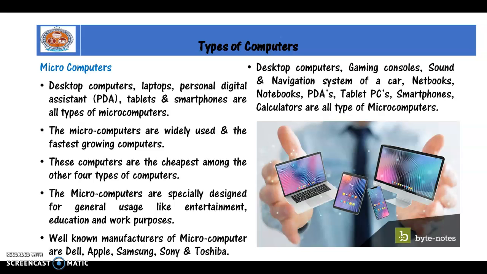Coming to the microcomputers, this is the cheapest among the 4 types of computers available, and it is very handy. Examples are desktop computers, laptops, tablets, and smartphones. These are all microcomputers. Their use has been growing faster because of their size and cost, and they are mainly used for entertainment, education, and work purposes. So this is about the types of computers.